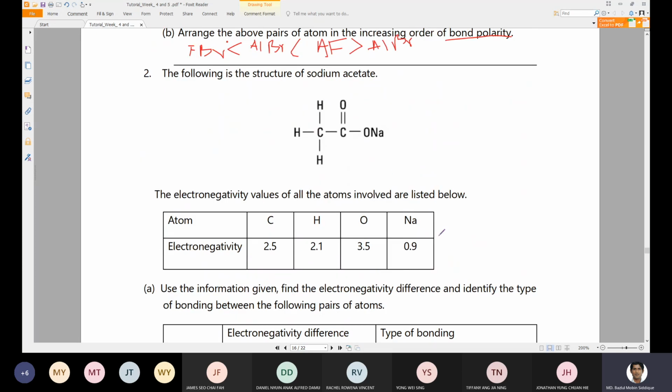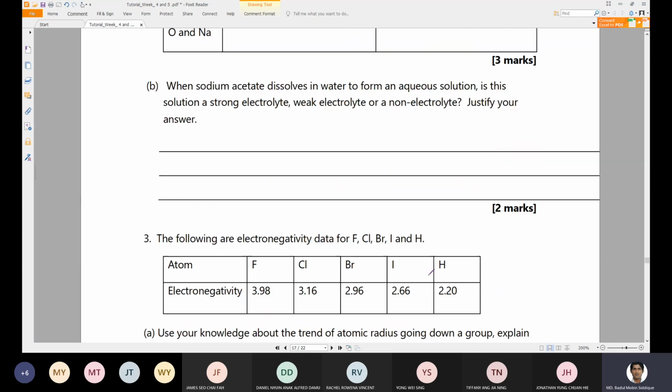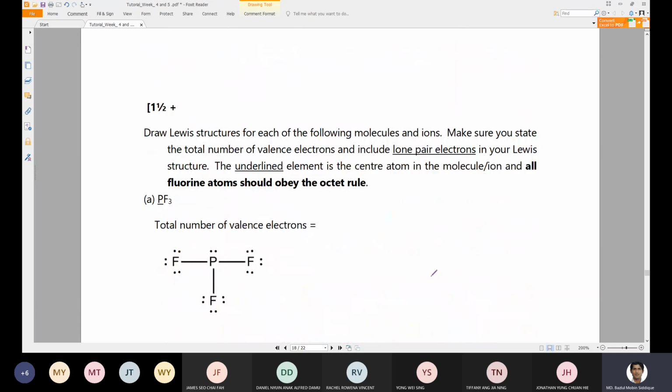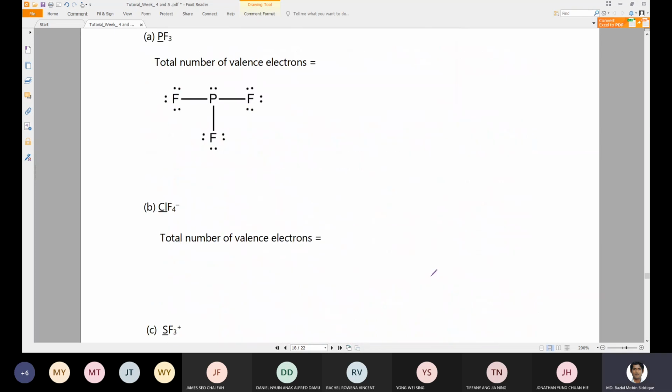So in this way you can show. The same thing goes here. I'm not going to show all these things. And now it says that total number of valence electrons. We have to find what is the total number of valence electrons. Phosphorus plus 3 of the fluorine is here.